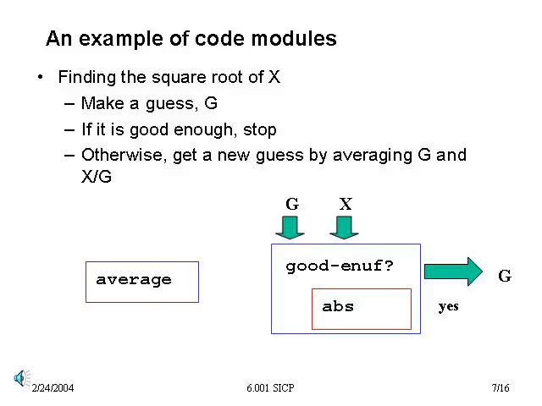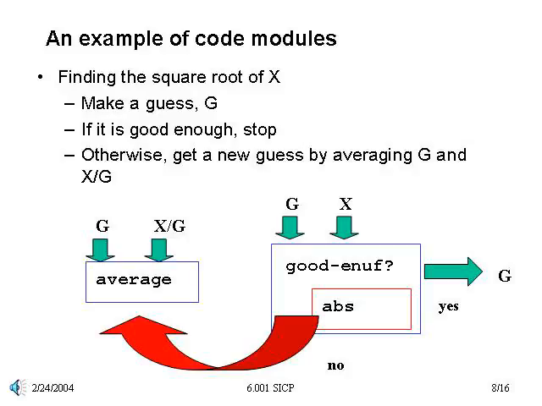In our case, we began with a guess and tested to see if it was good enough. If it was, we could then stop and just return the value of the guess. If it was not, then we needed to average the current guess and the ratio of our target number to the guess. And then we needed to repeat the entire process with this new value as our new guess.